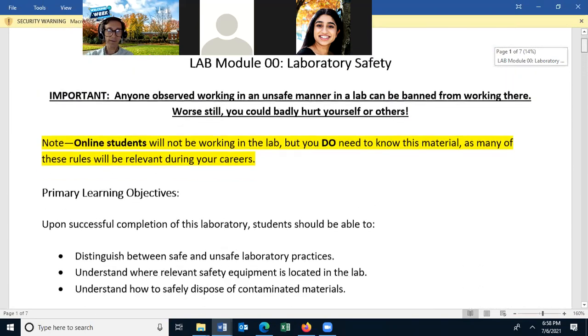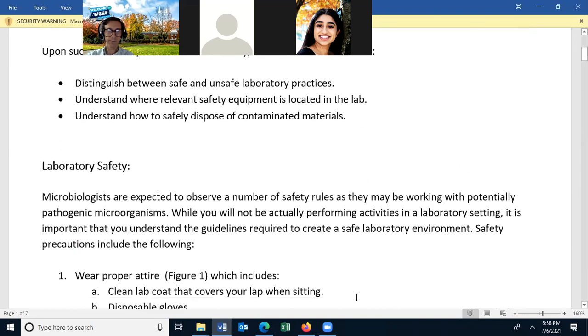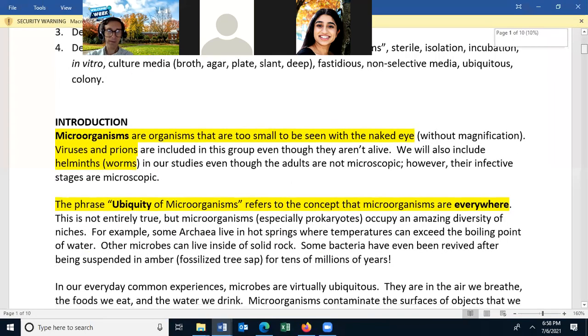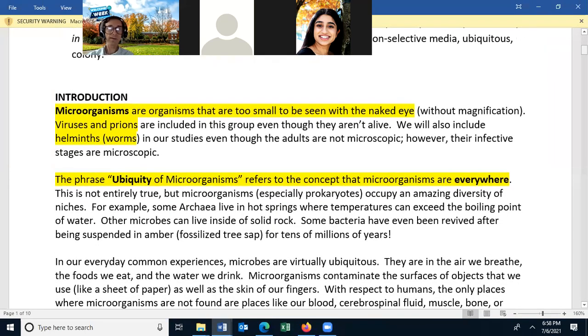I was hoping that I had this highlighted, but it looks like I do not. Here it is here. Microorganisms are too small to be seen with the naked eye. Viruses and prions are included. And there is one other organism that is included as a microorganism and studied by microbiologists. These are helminths, which are more commonly known as worms.